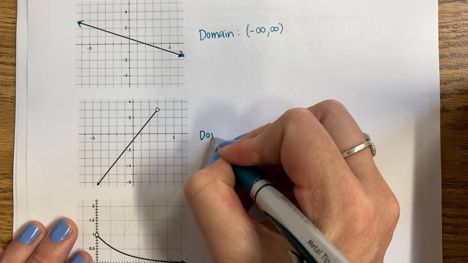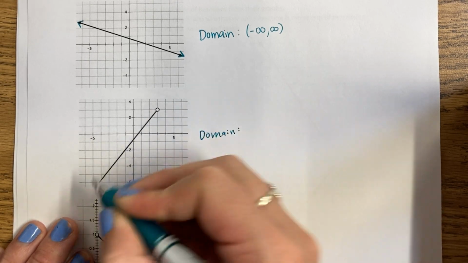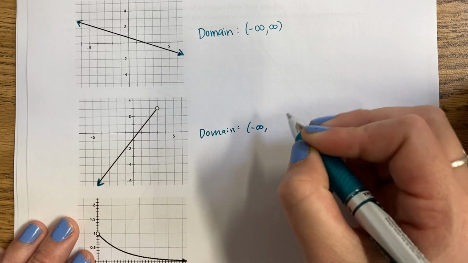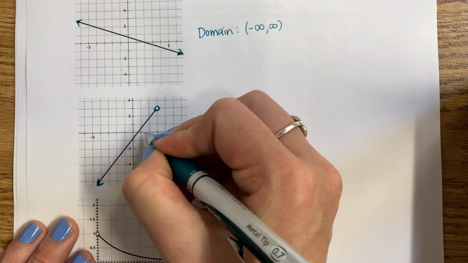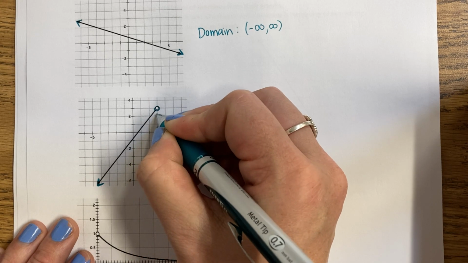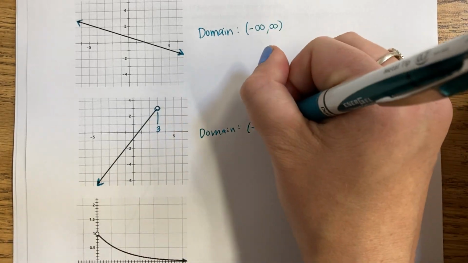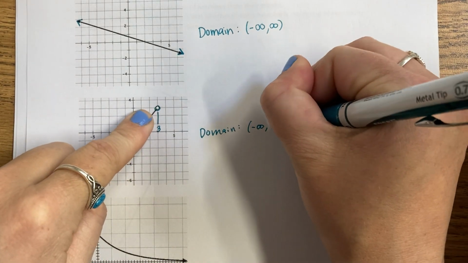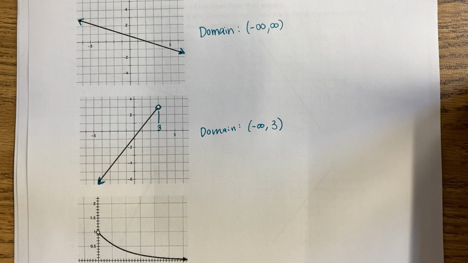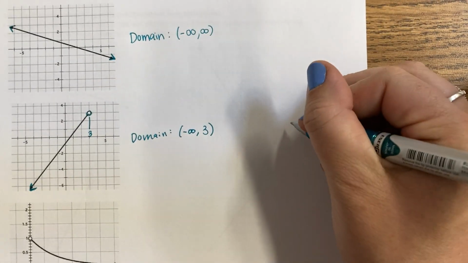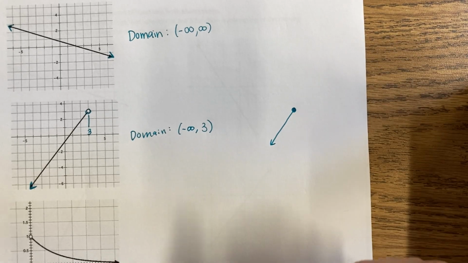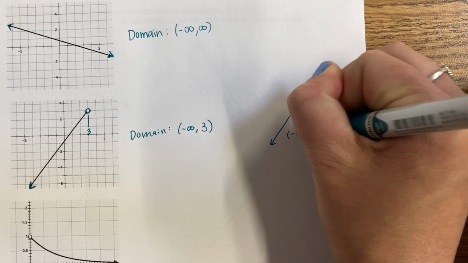This one's domain, the left side, the -infinity, goes on because of that arrow, but on this one it stops at 1, 2, 3. It stops at 3. Excuse me. And because it's an open dot, it'll have a parenthesis on it. If it had looked like this, with the dot closed, it would have been -infinity to 3.